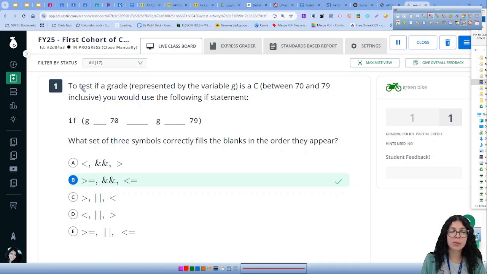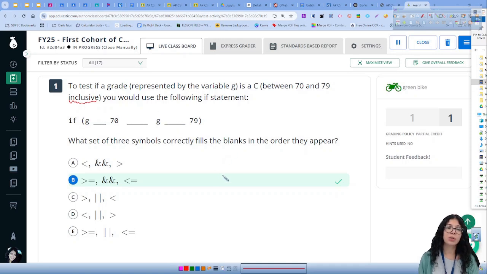All right, on this test question, it says to test if the grade is a C, which is between 70 and 79 inclusive, which means you're including 70 and 79 in that. You would use the following if statement. And so then it has if, and then we have 3 blanks. So the question is asking which of the 3 symbols will correctly fill in the blanks, in the correct order that they appear.